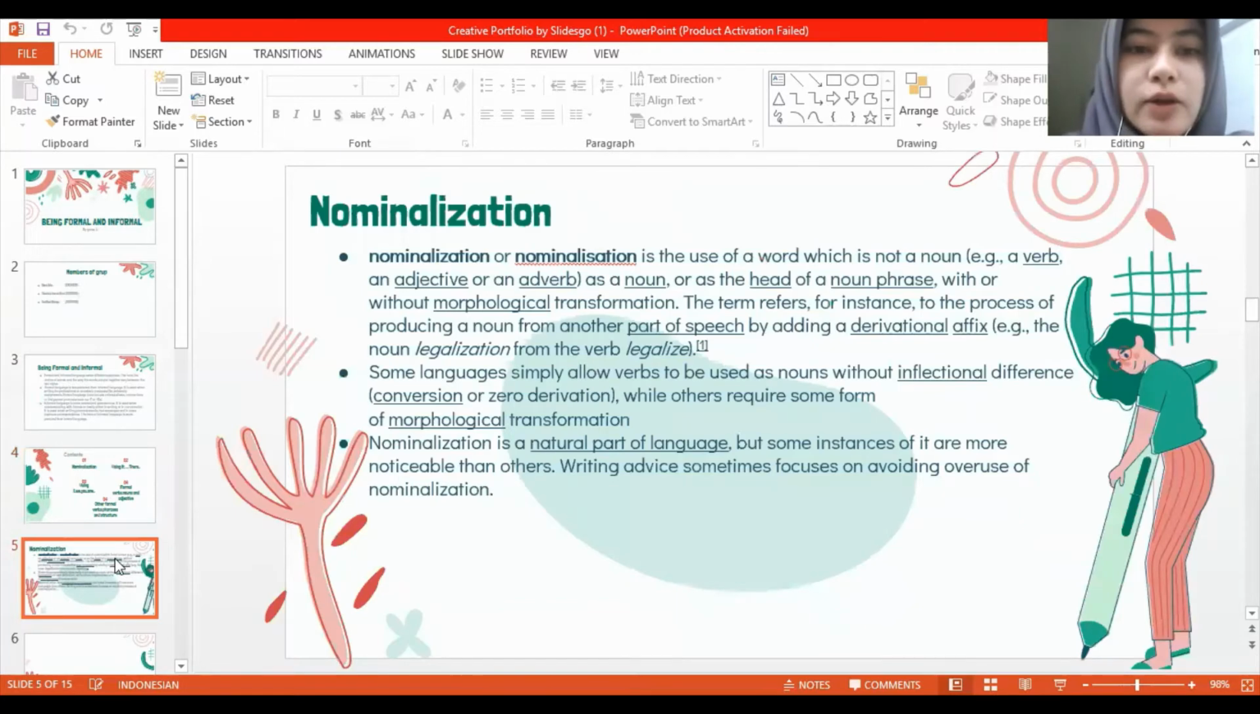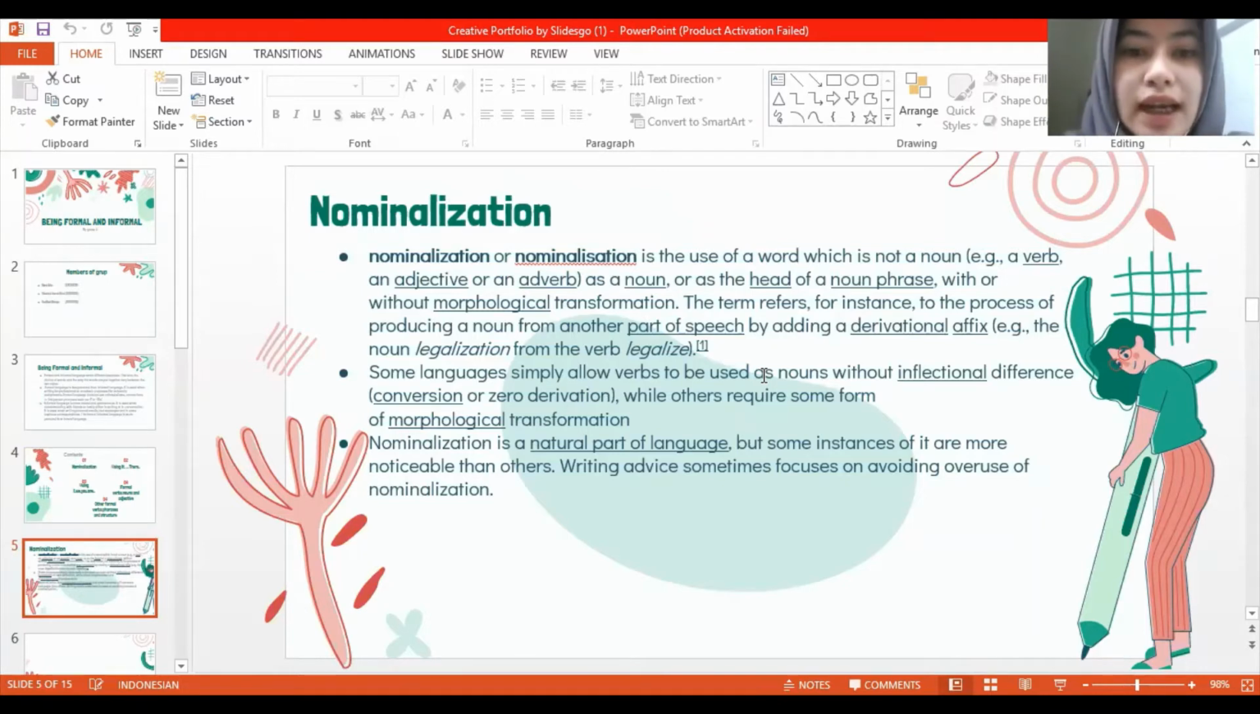Okay, I will tell you about nominalization. Nominalization is the use of a word which is not a noun, for example a verb, an adjective, or an adverb, as a noun or as the head of a noun phrase, with or without morphological transformation. The term refers, for instance, to the process of producing a noun from another part of speech by adding a derivational affix.